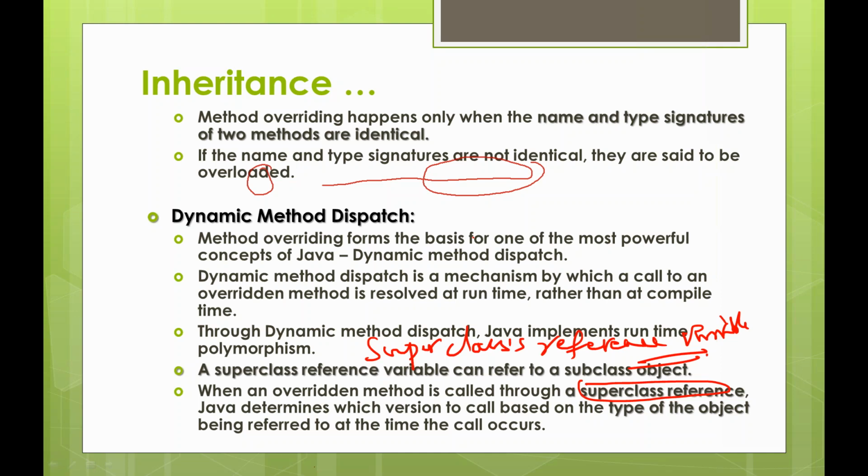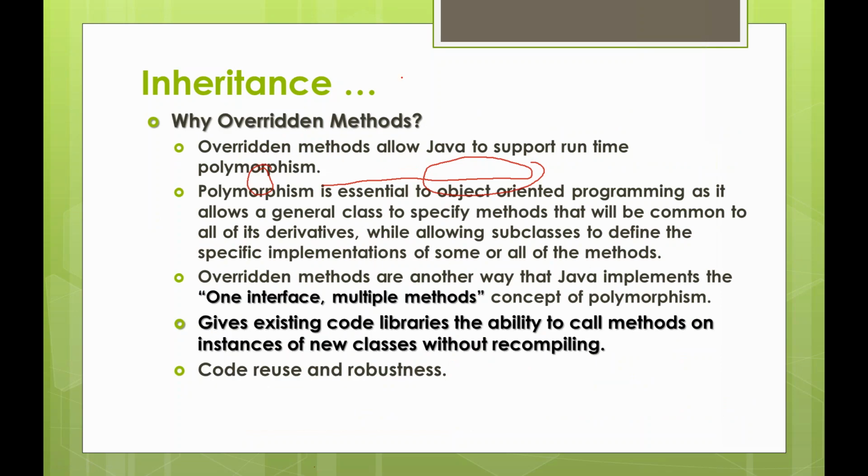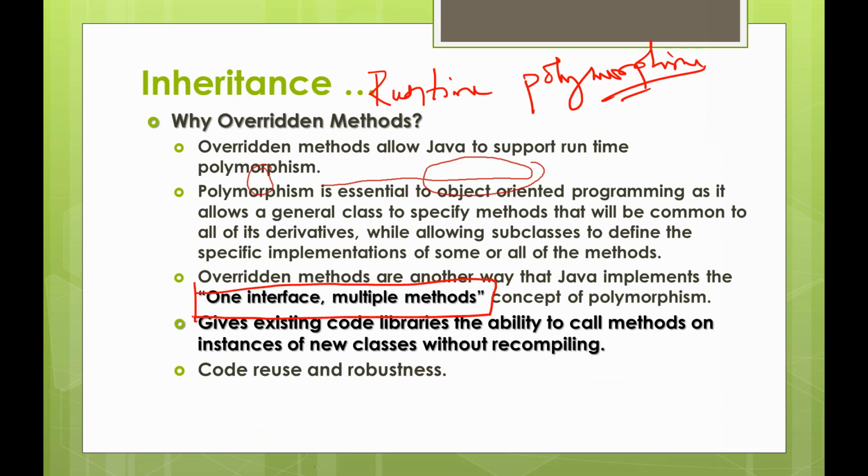Okay, this is nothing but runtime polymorphism. Why runtime polymorphism? What is the definition of polymorphism? We'll have one interface but multiple methods. So the interface which we are talking about here is display, but it has different definitions, right?